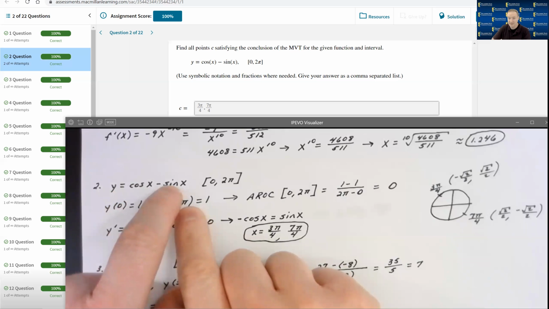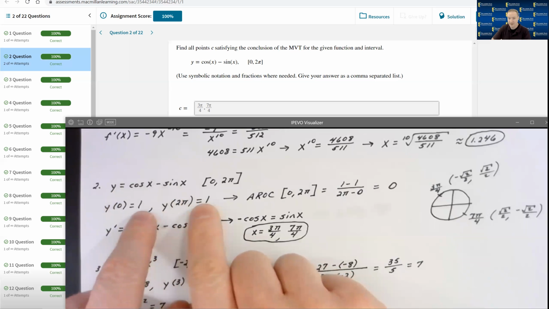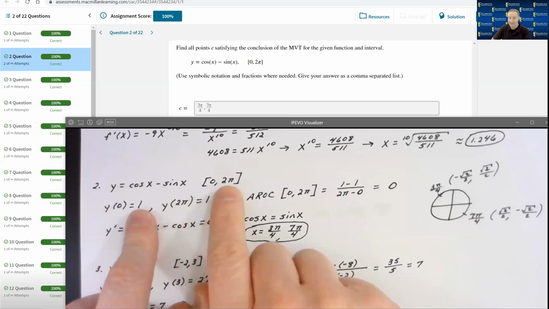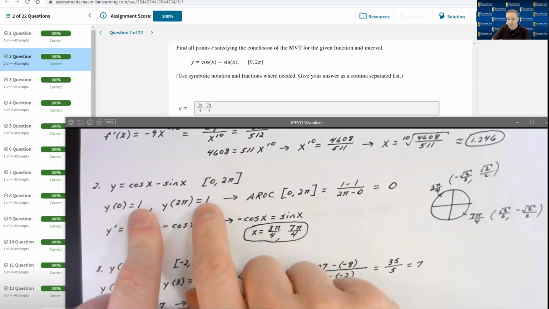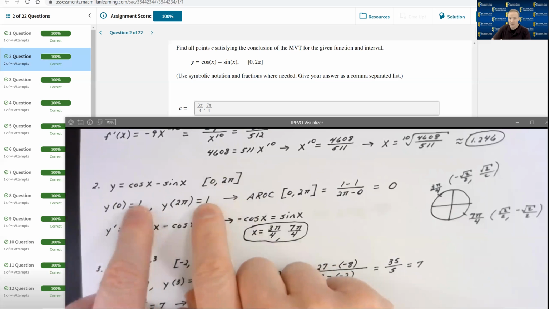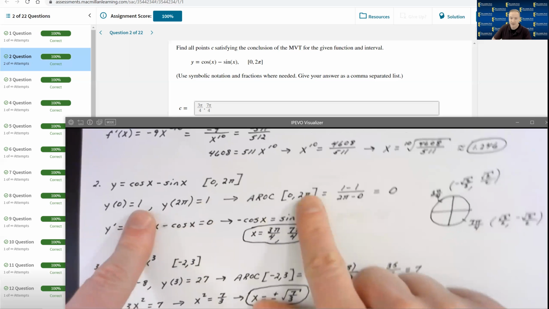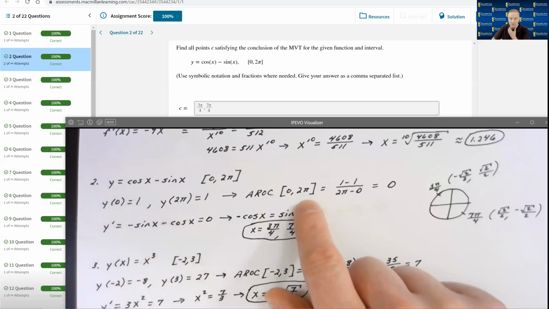Sine of 2 pi is 0. So again, I get 1 minus 0. The y value at each of the endpoints is 1. This is actually going to be a Rolle's theorem problem because f of a is equal to f of b. But remember, like I said to begin with in this video, Rolle's theorem is just a subset of the mean value theorem. So we're still doing the mean value theorem. It's just, in this case, it's really Rolle's theorem.